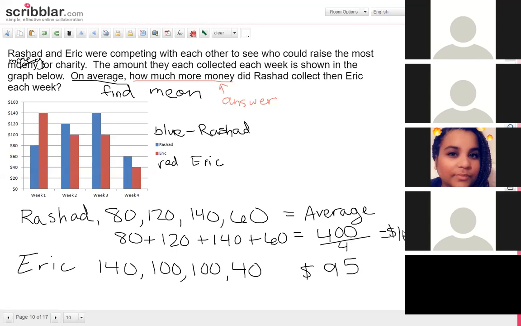So those 2 are the averages, and we want to know how much more. So when it wants to know how much more, what do we do with these 2 numbers to find how much more Rashad made on average than Eric? Subtract. Good. A couple people said subtraction. 100 minus the 95.